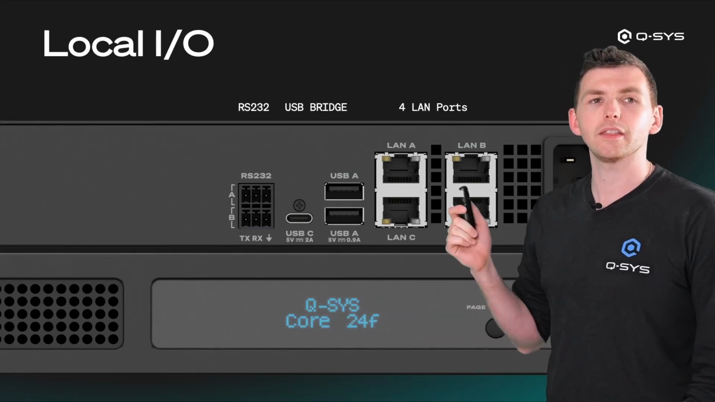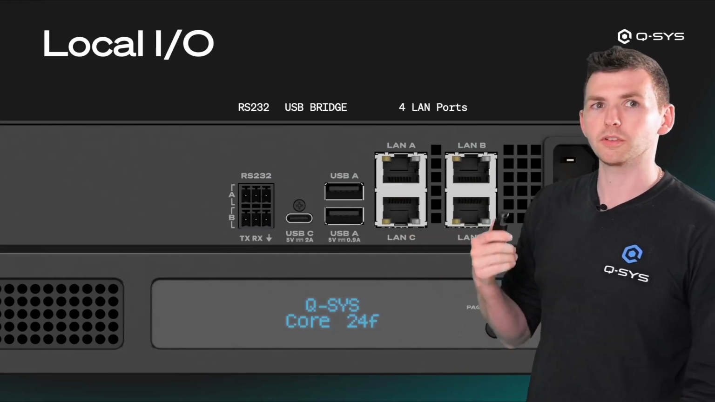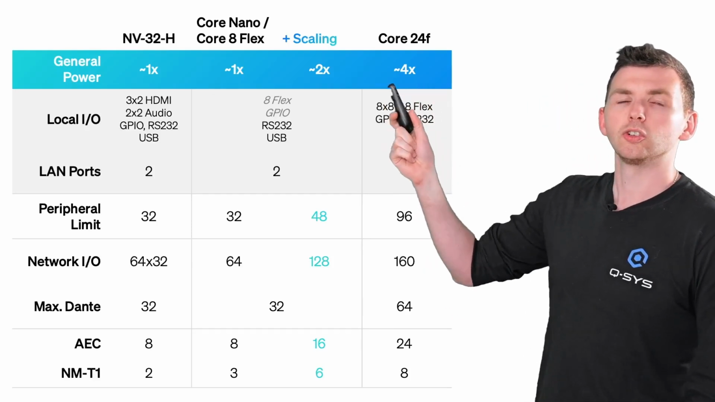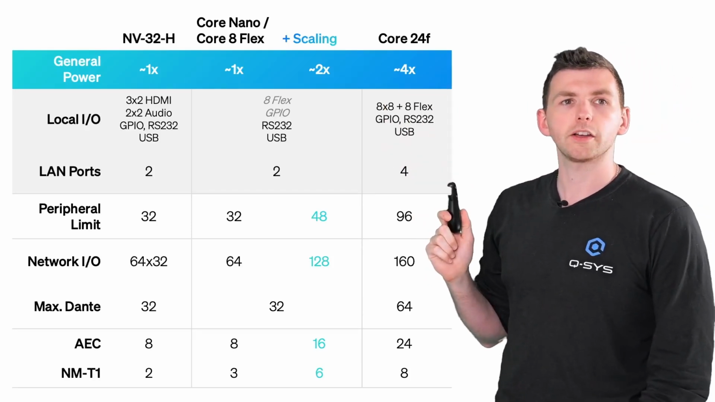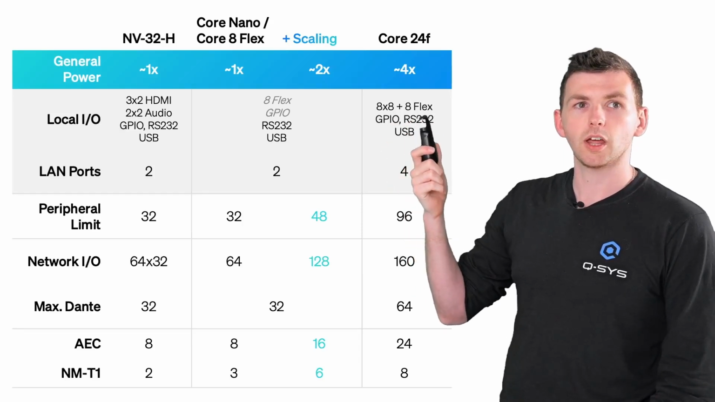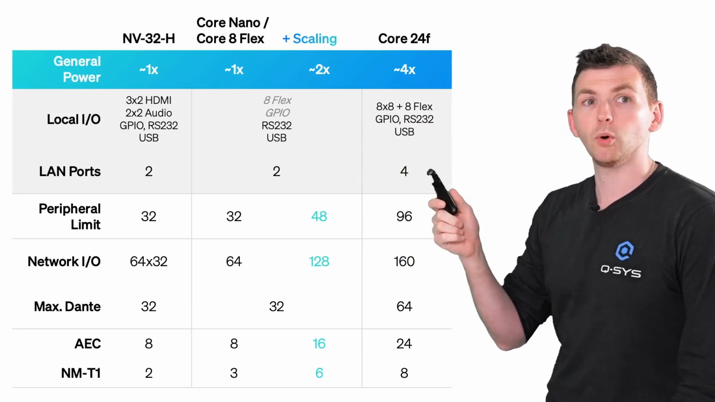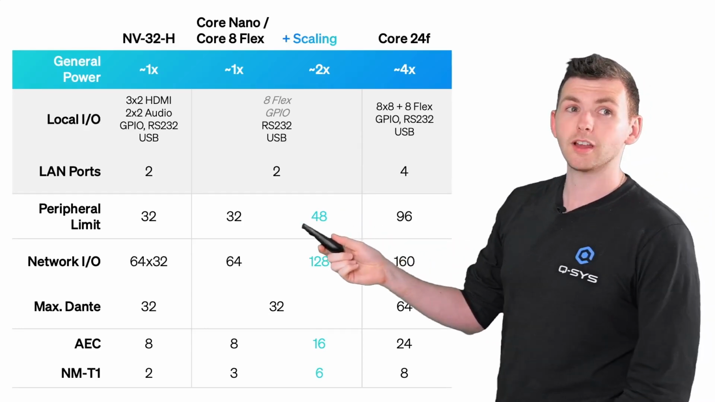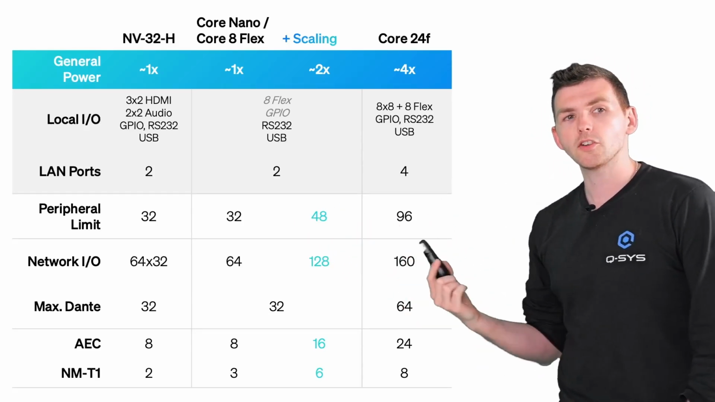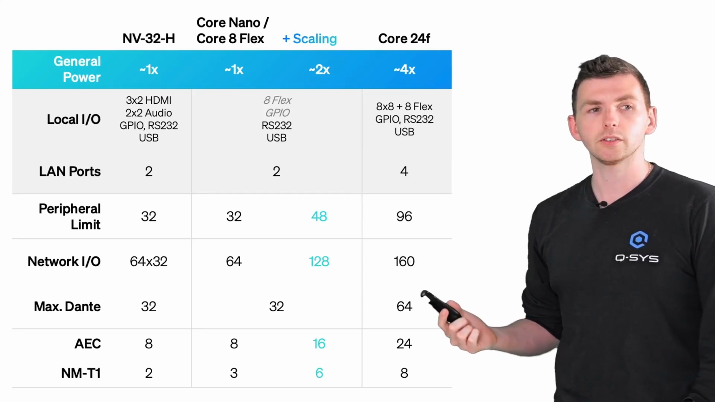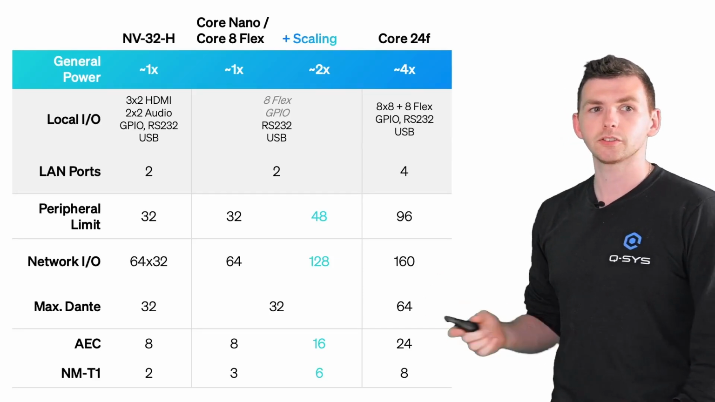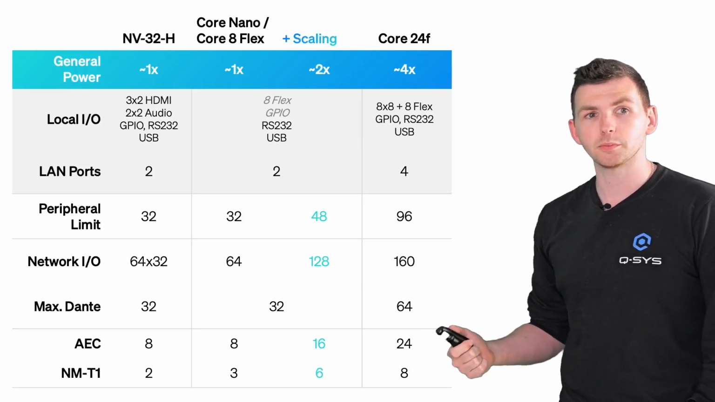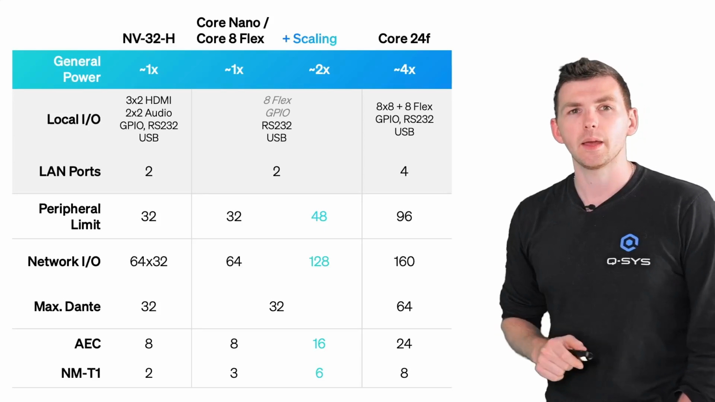So let's compare this to the other cores in terms of those main important specifications. And we can see here, generally speaking, about 4x processing, okay? Lots of local I/O, that's really, really nice. 4 LAN ports, we're going to talk about that in a minute. 96 peripherals, so double what you see here, okay? 160 network I/O channels, up to 64 Dante channels. And here we've got 24 AEC for third-party microphones, or up to 8 NMT1s.